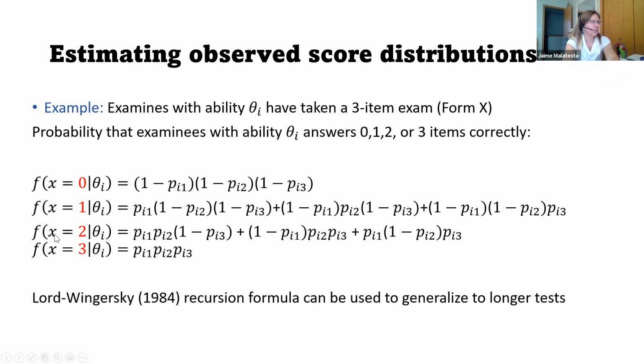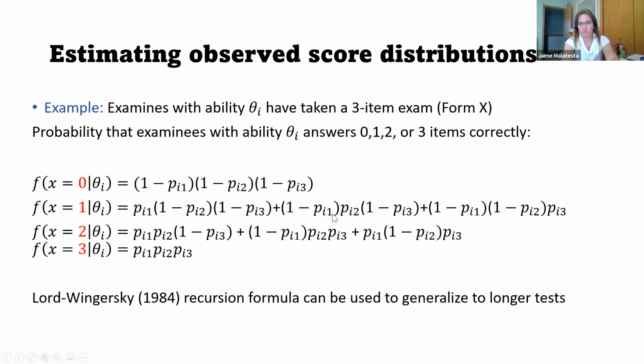Similarly, we do the same thing for the probability of getting a score of 2, x equal to 2, on this 3-item test. Here, again, there are 3 different ways they can get a score of 2. They can get the first 2 items correct, so pi 1 times pi 2 times the probability of getting the third item incorrect, 1 minus pi 3. Or they could alternatively get the first item incorrect, so that's 1 minus pi 1, times the probability of them getting the second and third items correct. Or lastly, they could get the first and the third items correct, but answer the second item incorrectly. So that's the last term there.